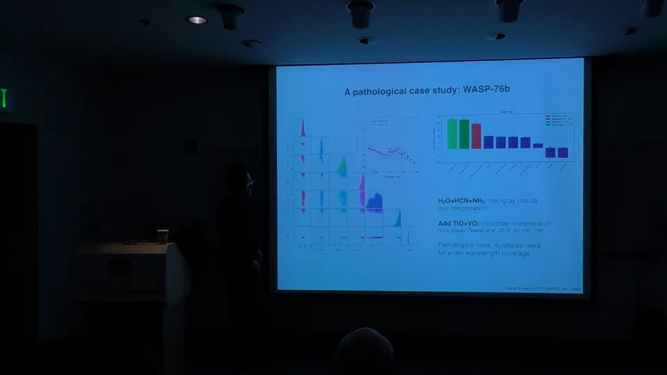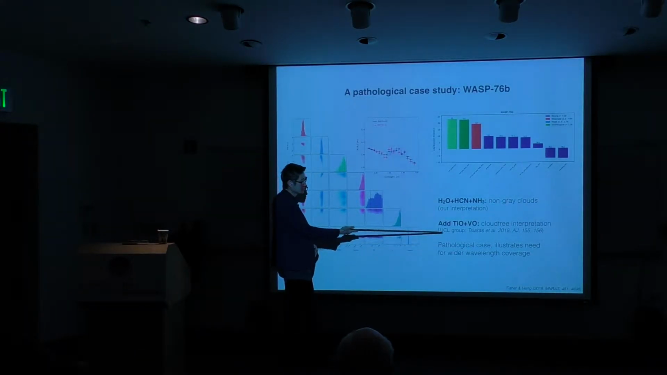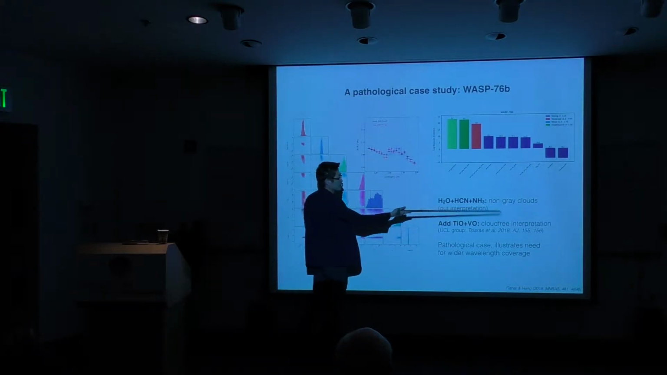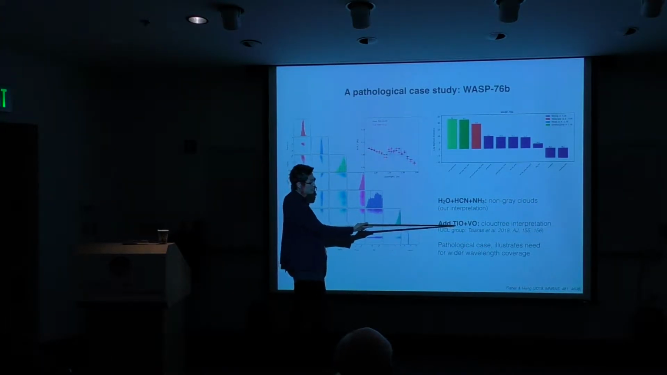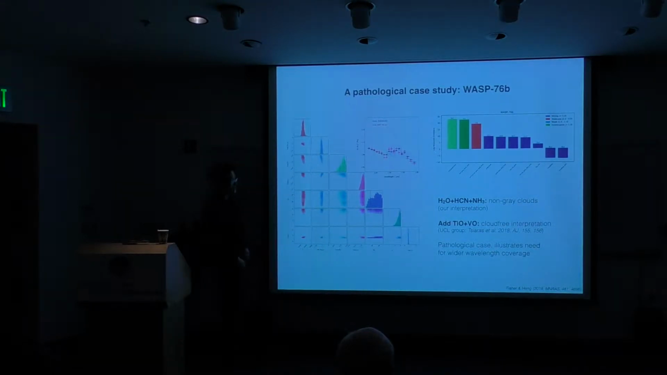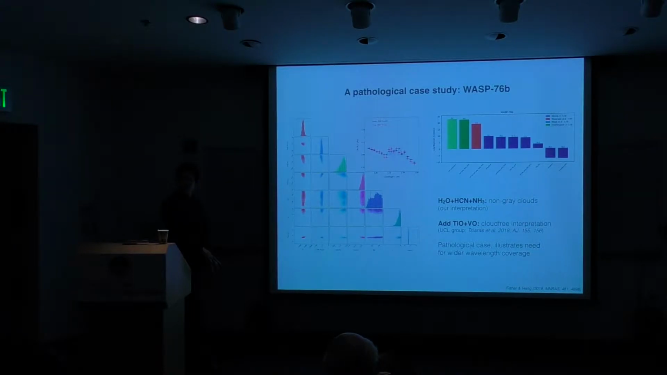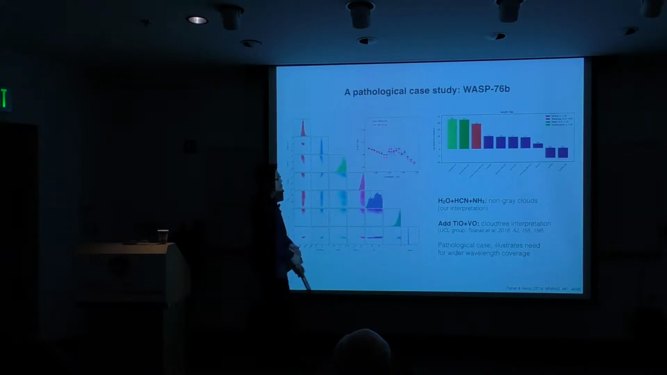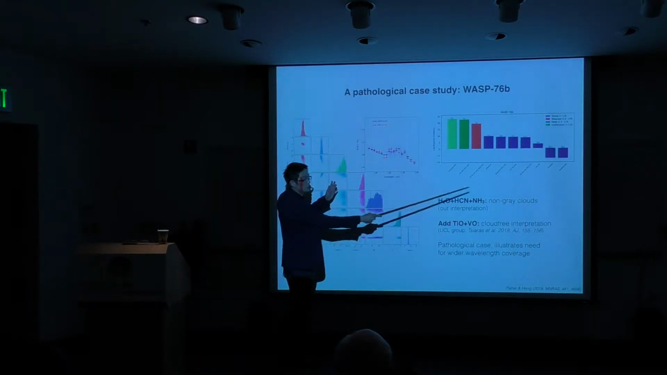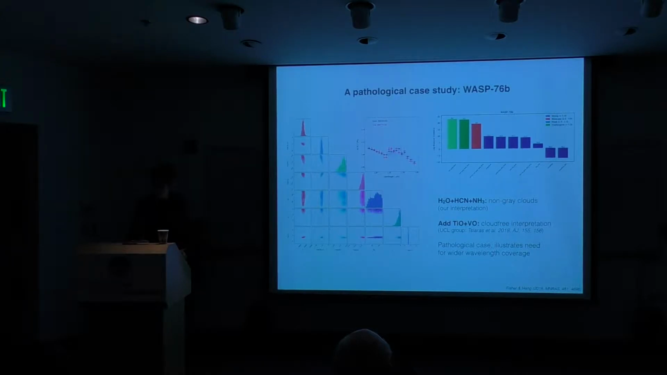There's a competing interpretation by the group in London, which is that you can completely take out the clouds and add 2 molecules, which are titanium oxide and vanadium oxide. This is motivated by the fact that when you look at M dwarfs, you see evidence of these molecules being present in the atmospheres, and this is used as an analogy to say that they are present in hot Jupiters. So I would say that given the limited wavelength coverage, you can't tell really between these 2 interpretations. And this is one pathological case where you just need a much broader wavelength coverage to tell.